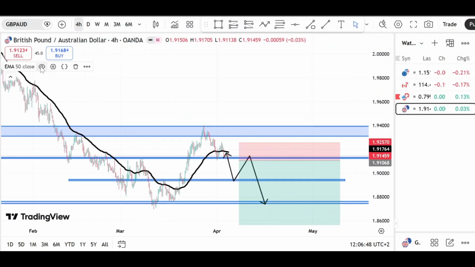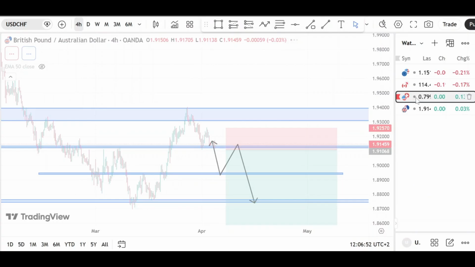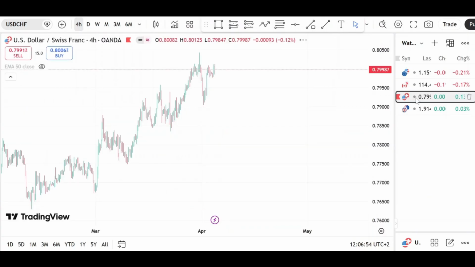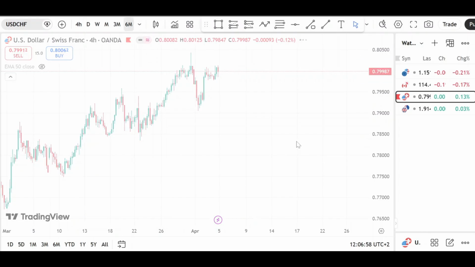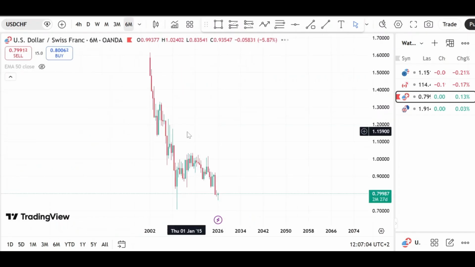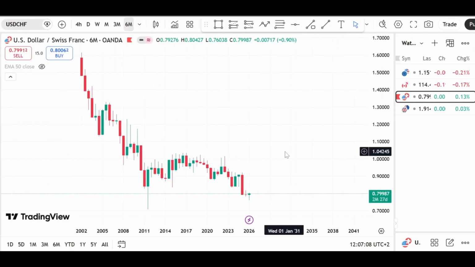Okay, let's go to the next pair, USD CHF. As you can see, this is USD CHF. Let us start with a 6-month time frame to see what's happening. As you can see, on this 6-month time frame, the structure is not very clear.